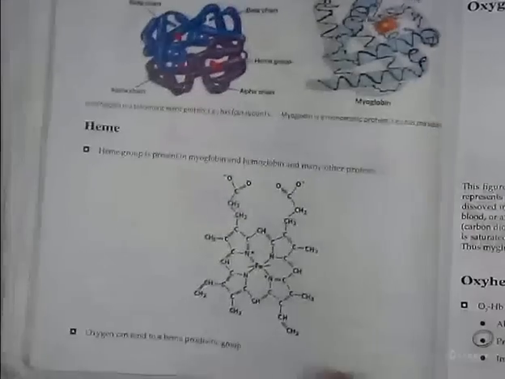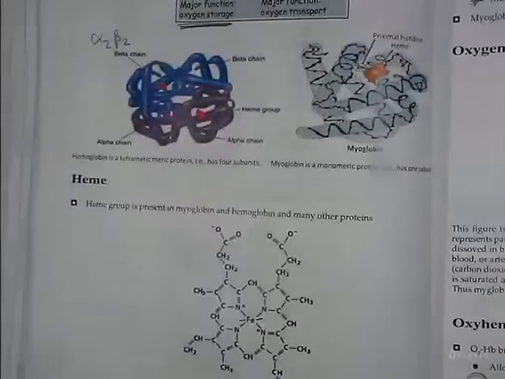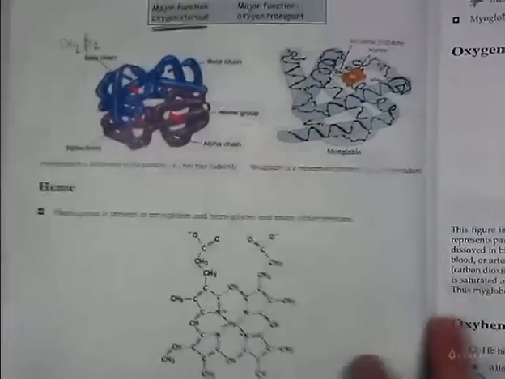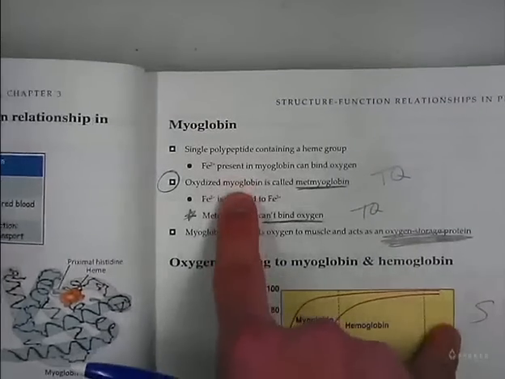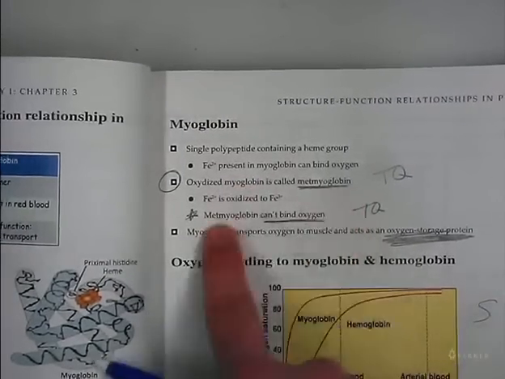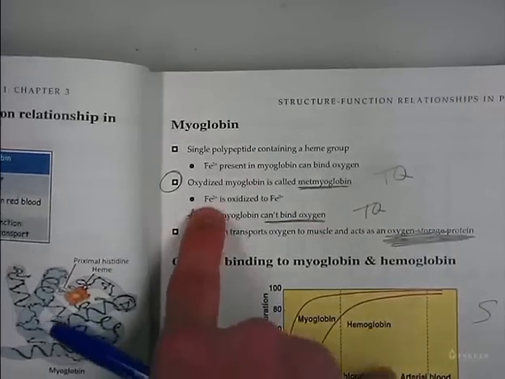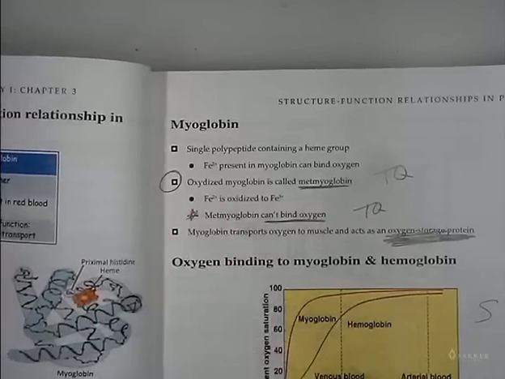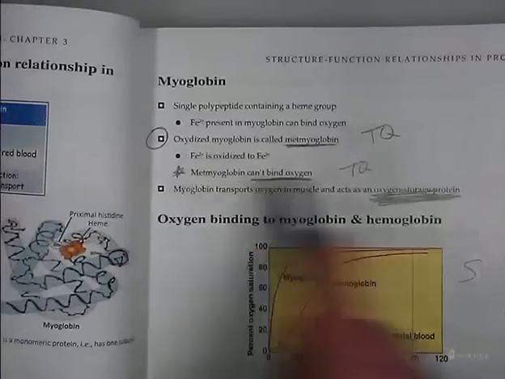Oxygen combines with a heme prosthetic group. Oxidized myoglobin is called metmyoglobin. Need to know that word. Metmyoglobin cannot bind oxygen, and that's because of this change to iron. That change in iron is where the oxygen binds, and when you change that iron, oxygen can't bind to it anymore. Myoglobin, oxygen storage.